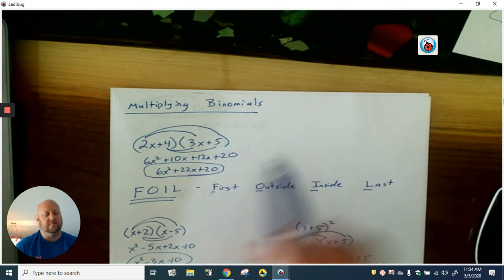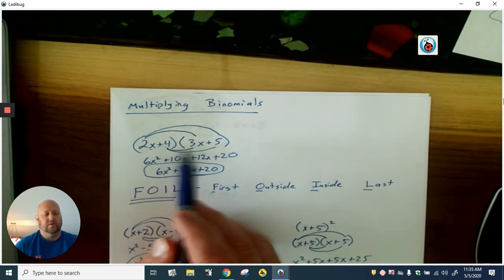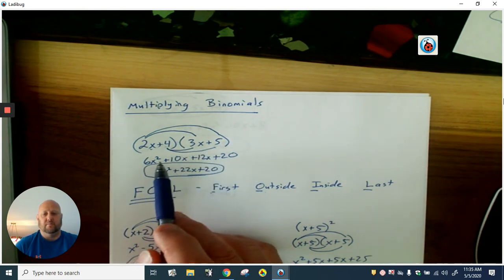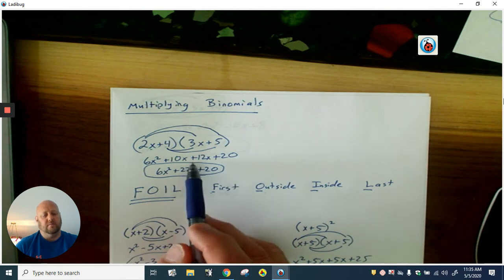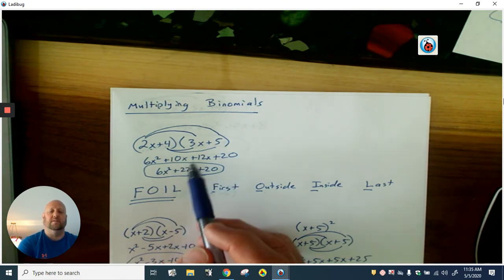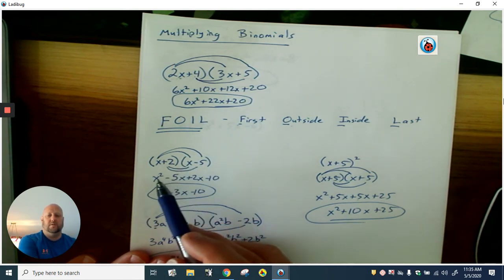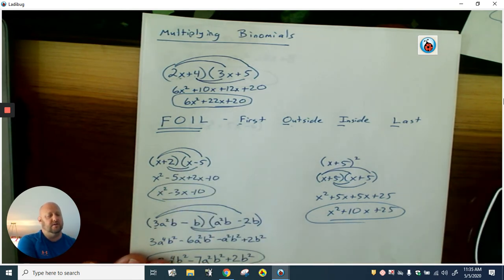Before you combine like terms, if you're multiplying 2 terms and 2 terms, when you FOIL that out, you're going to get 4 terms. 1, 2, 3, 4. Yes, they will combine a lot of times back and get smaller, but on that first step, when you multiply 2 terms and 2 terms, you should have 4 terms.